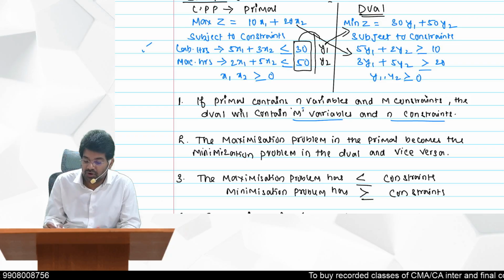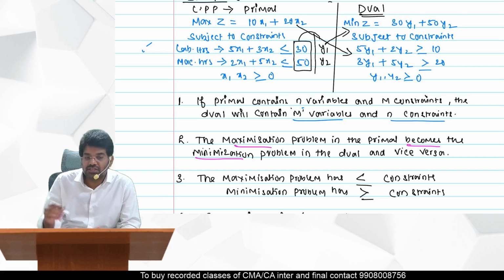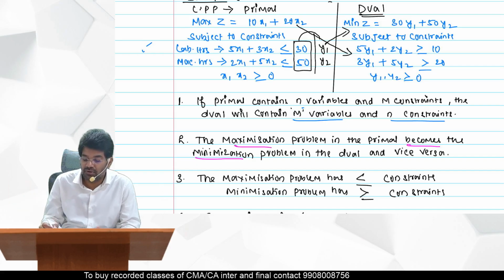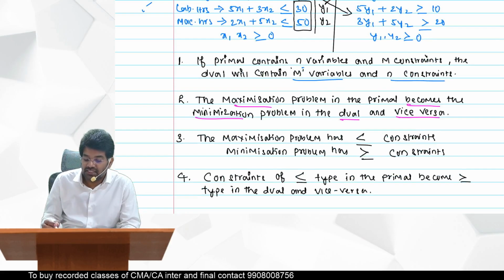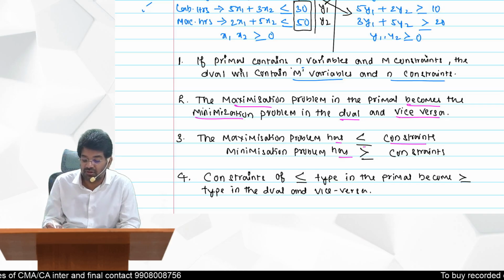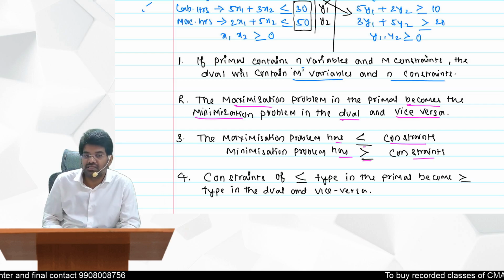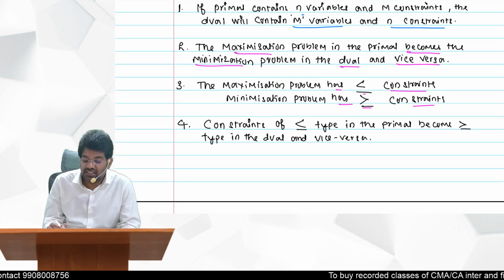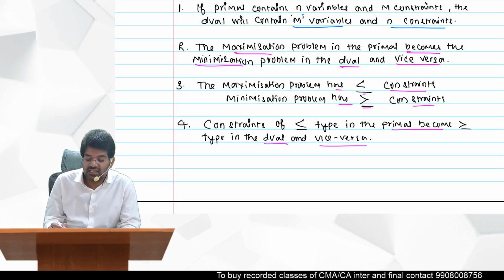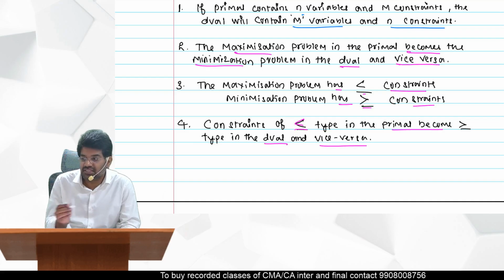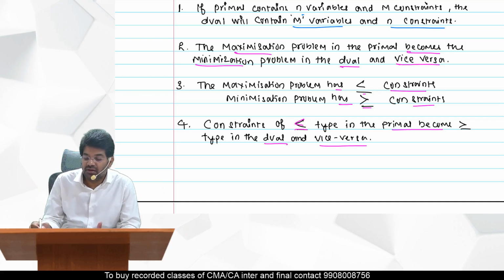Next, the maximization problem in the primal becomes the minimization problem in the dual, and vice versa. The maximization problem has less than or equal to constraints, whereas the minimization problem has greater than or equal to constraints. Constraints of less than or equal to type in the primal become greater than or equal to type in the dual, and vice versa.